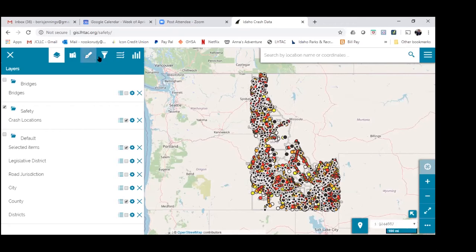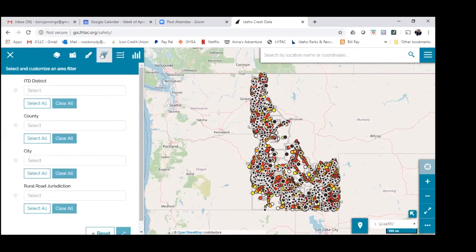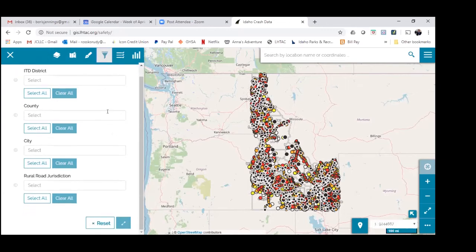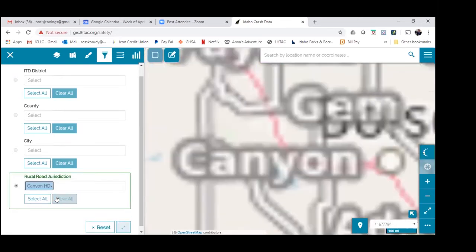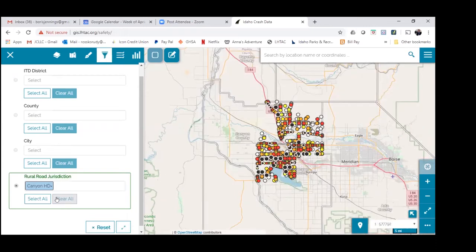So I'm going to go across the top and come to the first filter here, and it'll say select and customize an area filter. I want to go back to the Canyon Highway District. If we go down towards the bottom, we've got the opportunity to pick an ITD district, a county, a city, but I'm really interested, of course, in the local road jurisdictions. There are all the local road jurisdictions, but rather than scroll down through those, I can start just typing Canyon Highway District, and there it is.